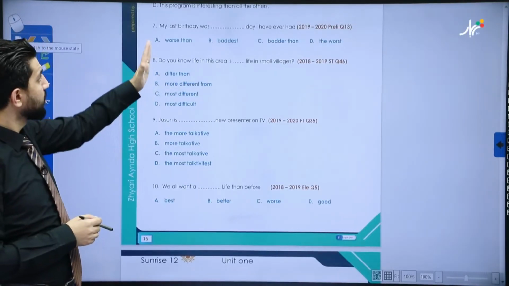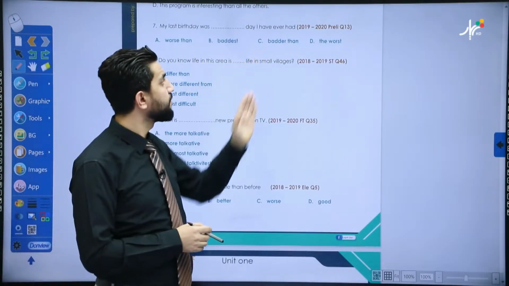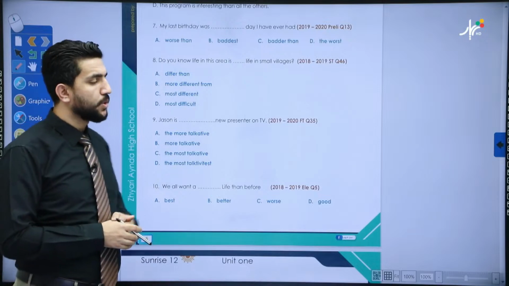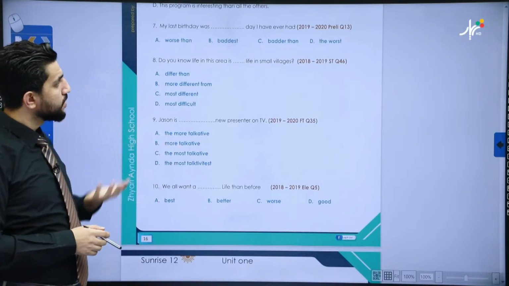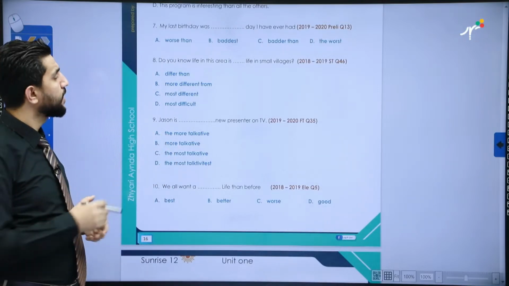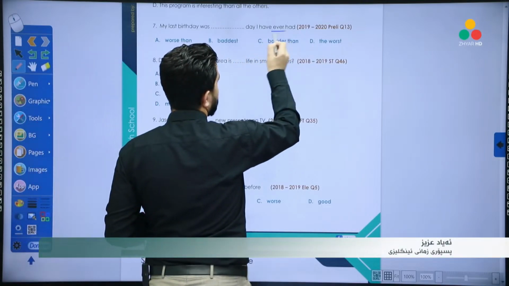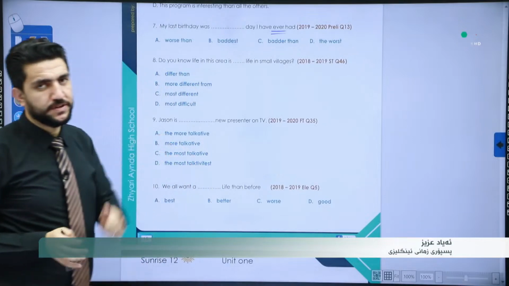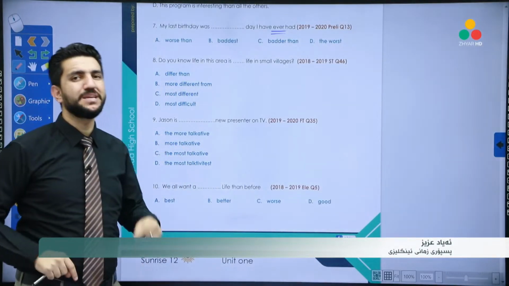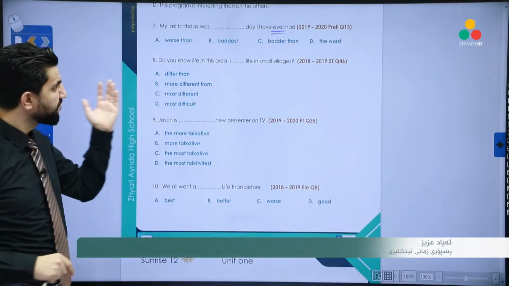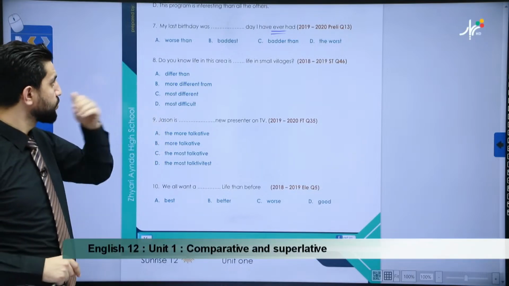Okay, number 7. My last birthday was day I've ever had. Okay. Let's take a look. Let's use a trick here. So if you see the word ever, that means it's superlative. If you see the word the, that means it's superlative. Okay? Ever is superlative. So which one do you think is correct?